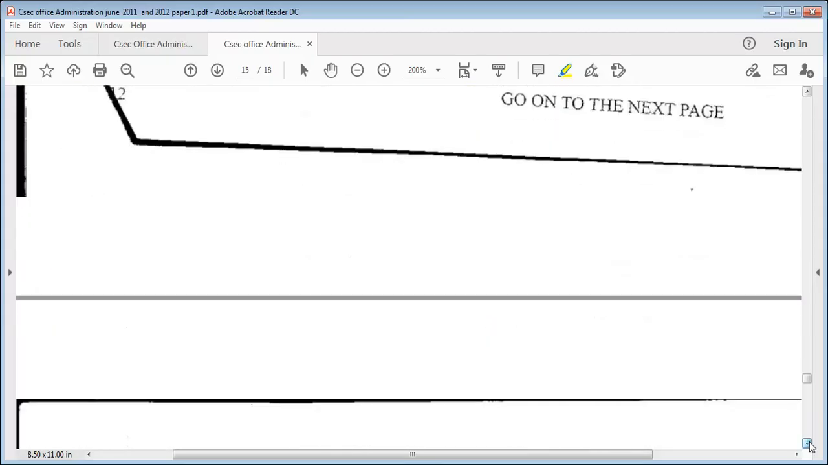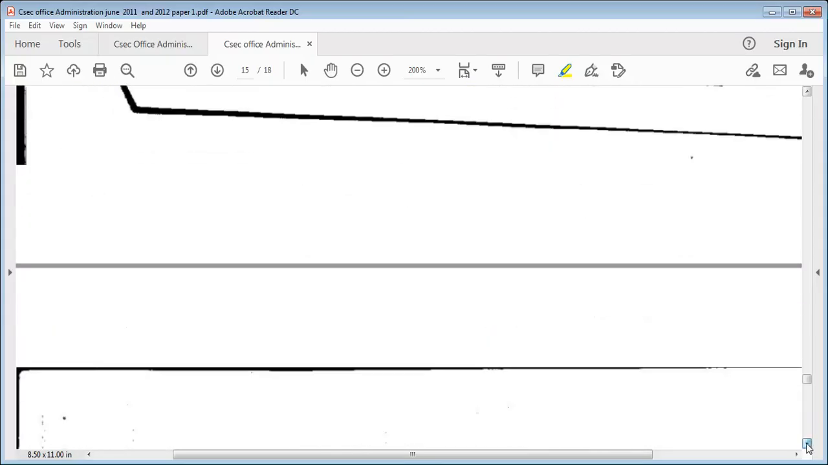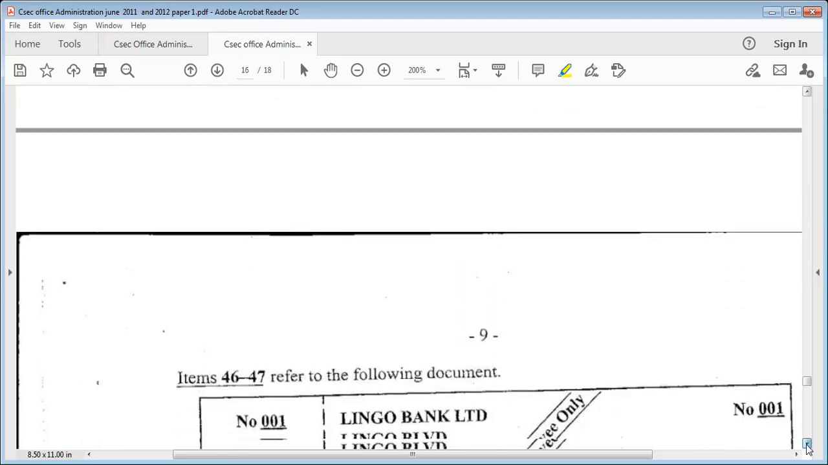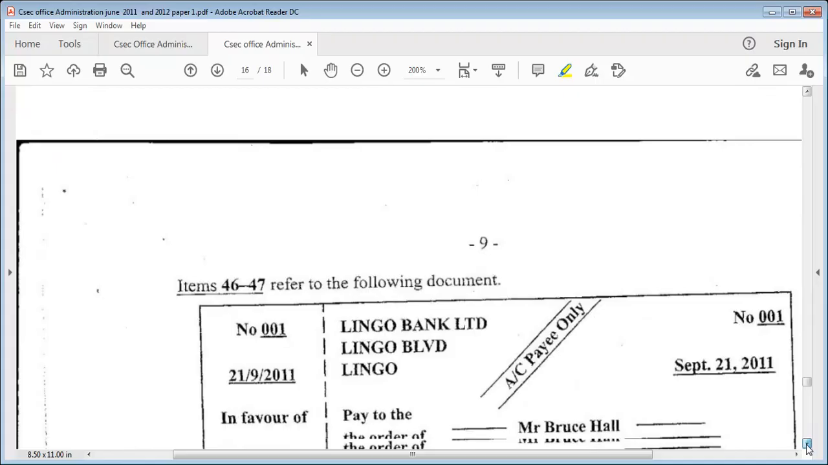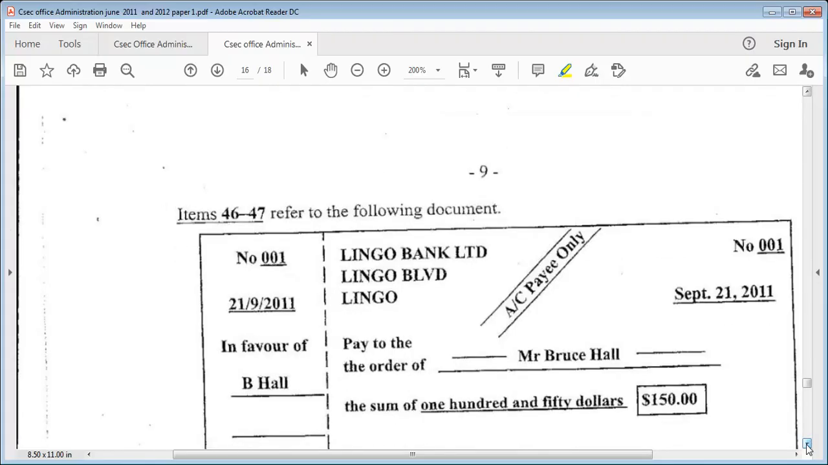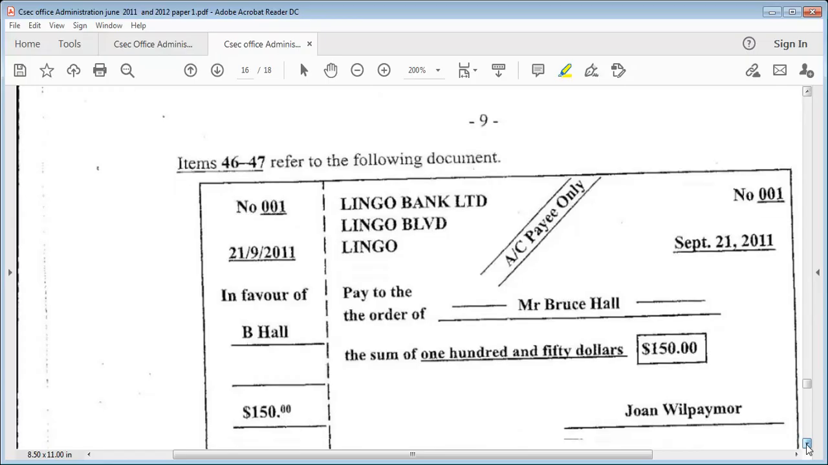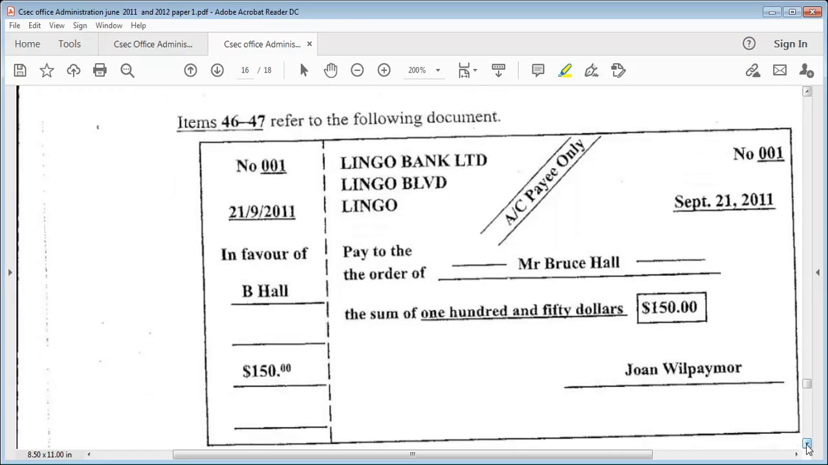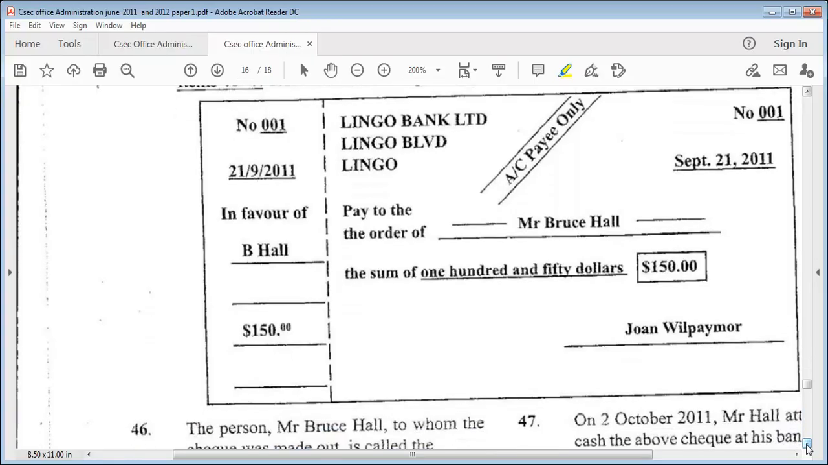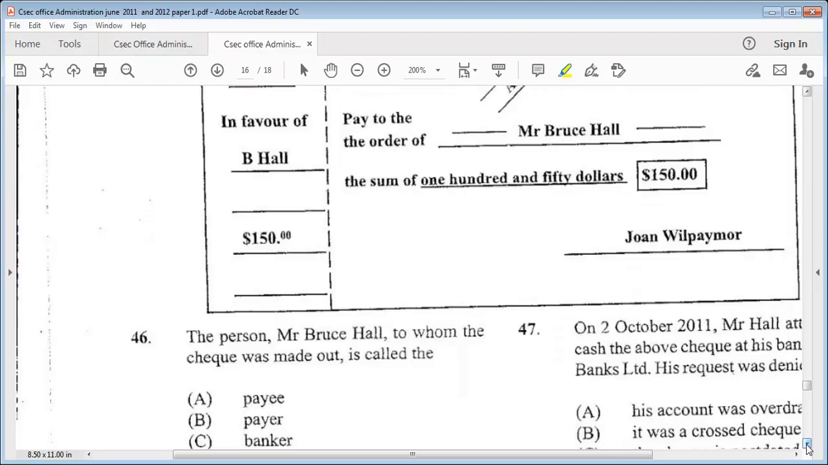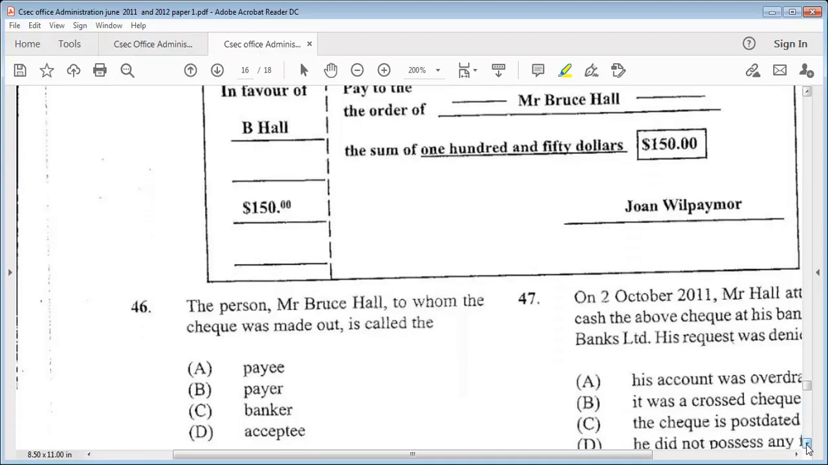Let's go on to question number 46 through 47. We have the following document. Here we have another check. Lingo Bank Limited. See it is paid to the order of Mr. Bruce Hall. We have our date. We have the amount that is being paid out. And the one who endorsed it.